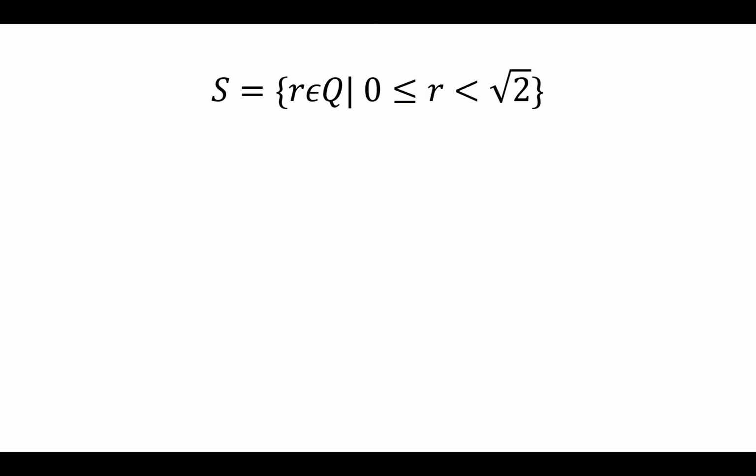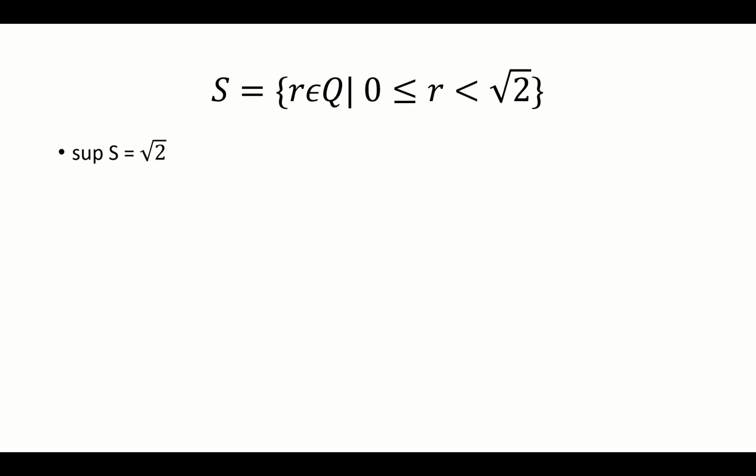So the first thing we're going to find is the supremum, which is our least upper bound. The set contains only rational numbers less than square root of 2. Square root of 2 is an irrational number that is not in the set. However, there are rational numbers arbitrarily close to square root of 2 from below. So the least upper bound of the set is square root of 2. So we'll say that the supremum of S is square root of 2.